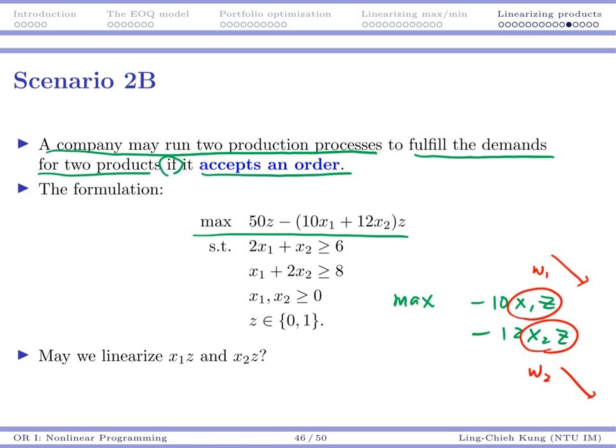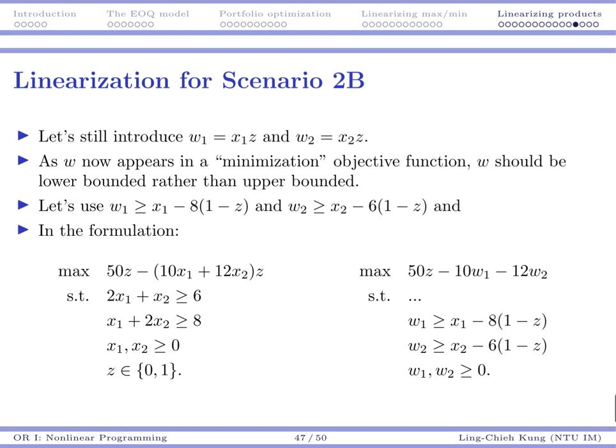Okay, so that gives us a very quick suggestion. It says that our reformulation needs to give some lower bound on w1 and w2. So let's see how to do that. Well, we still do the introduction of w1 and w2 according to the way I just mentioned. So here x1z is going to be replaced by w1, x2z is going to be replaced by w2, and for this objective function, we should have a lower bound. So let's try to play this trick.